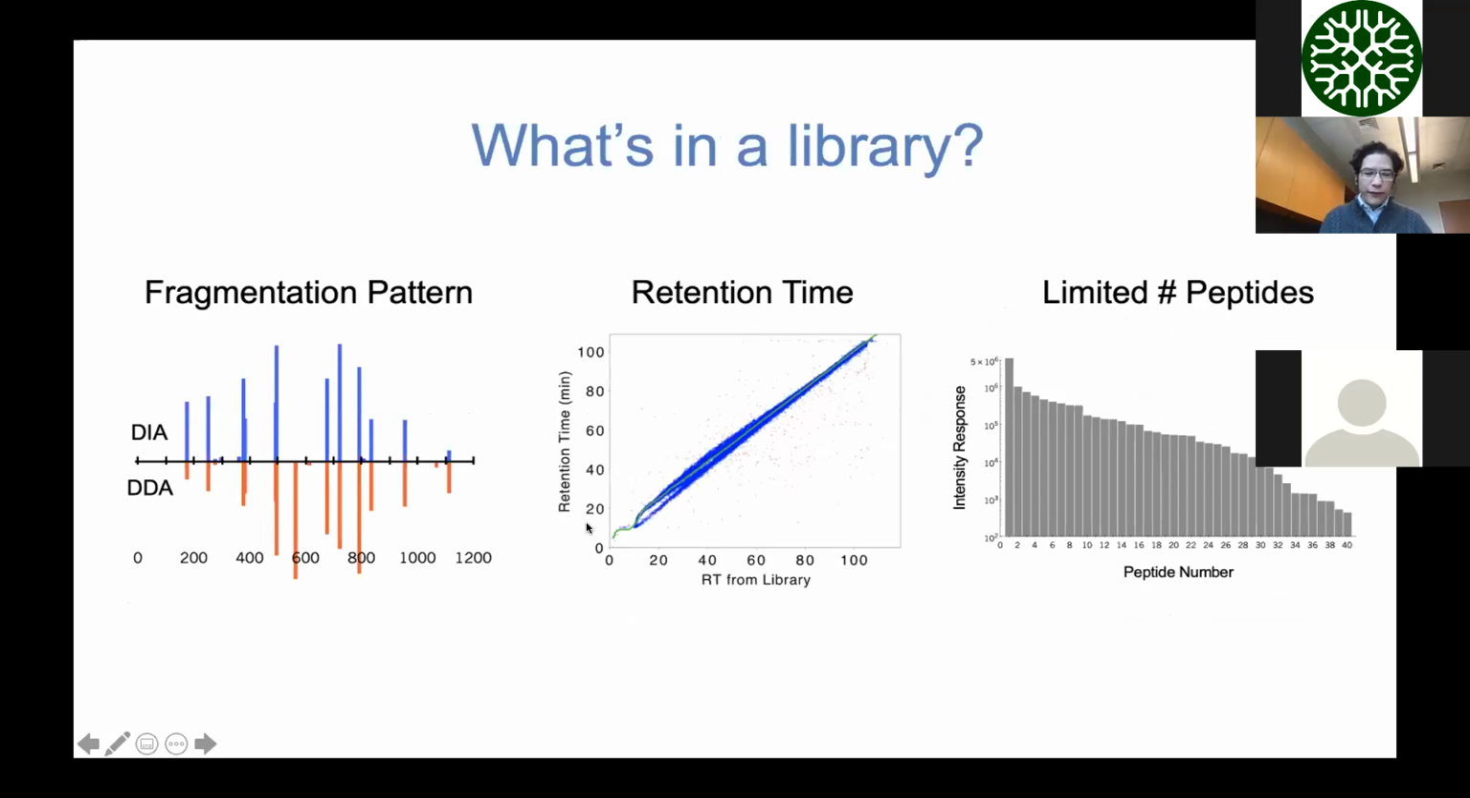Okay, so before we begin on this, we should ask the question, what is in a library that we're interested in monitoring? So there's a couple of things that we want to capture in these libraries. One of them is the fragmentation pattern. So we've already talked about needing to use the distribution or the shape of the fragment ions in the analysis.